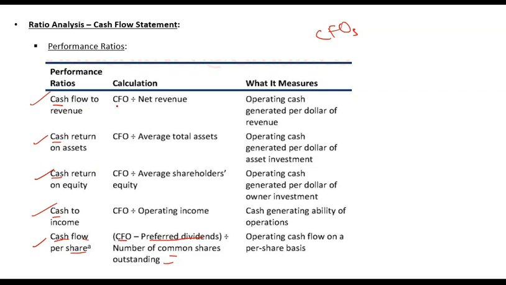So we will take cash flow from operations minus preferred dividend and then divide by the number of common shares. Cash flow to revenue would simply be CFO divided by net revenue. Cash return on assets would simply be CFO divided by average assets. Some analysts take the average and some analysts take last year's assets only, depending on their own judgment. Cash return on equity, again CFO divided by average equity. Cash to income, CFO divided by operating income. And cash flow per share is simply cash flow from operations minus preferred dividend divided by the number of common shares. These all are performance ratios.